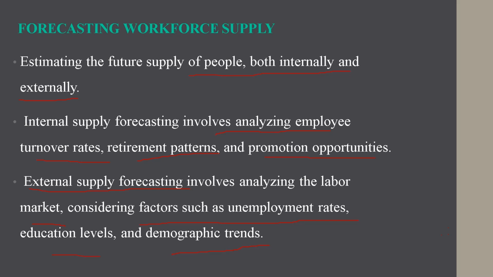So till now we have discussed forecasting the demand of people in the future for the organization, right? Next step is you also need to forecast whether the people are available in the market for the organization to recruit. That means you need to analyze the availability of the people in the market or in the organization. So here we can expect people in future by two methods, that is internal forecasting and external forecasting.